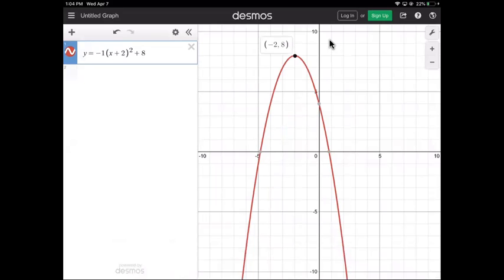And I can see my y-intercept is 4, just like we've said already. And my x-intercepts are negative 4.83 and 0.83, because it says to round to the nearest hundredth.